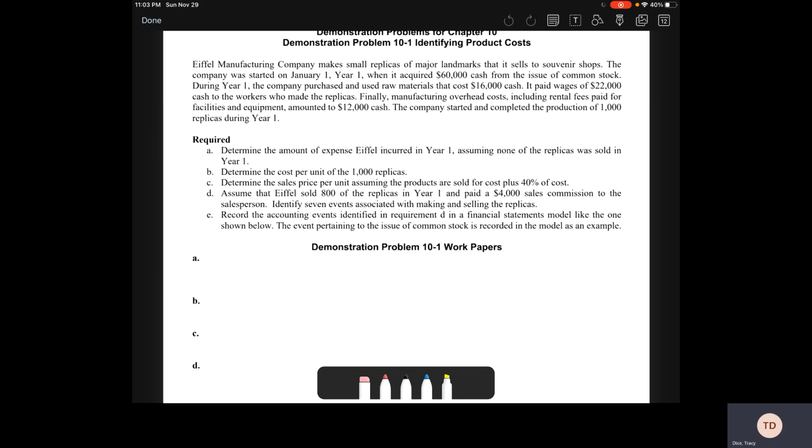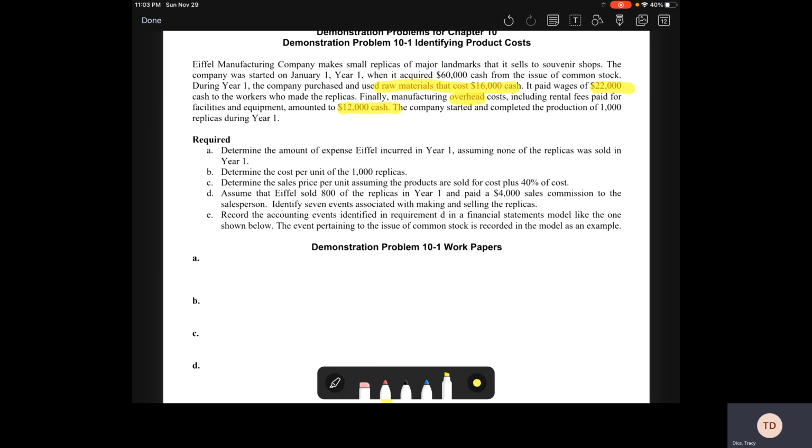We see that we get raw materials of $16,000, wages of $22,000 to the workers who made the replicas, so that would be our direct labor, and then our manufacturing overhead costs of $12,000. So that means that our total expenses were $16,000, $22,000, and $12,000 cash. However, we didn't sell any of those replicas in year one. And those are all of our product costs that become our cost of goods sold.